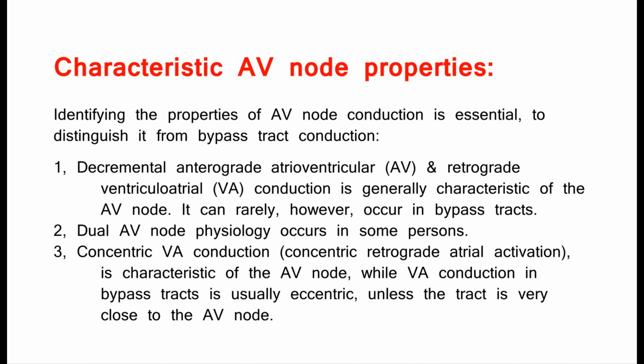1. Decremental anterograde atrioventricular, AV, and retrograde ventriculotrial, VA, conduction is generally characteristic of the AV node. It can rarely, however, occur in bypass tracts. 2. Dual AV node physiology occurs in some persons. 3. Concentric VA conduction, concentric retrograde atrial activation, is characteristic of the AV node, while VA conduction in bypass tracts is usually eccentric, unless the tract is very close to the AV node.